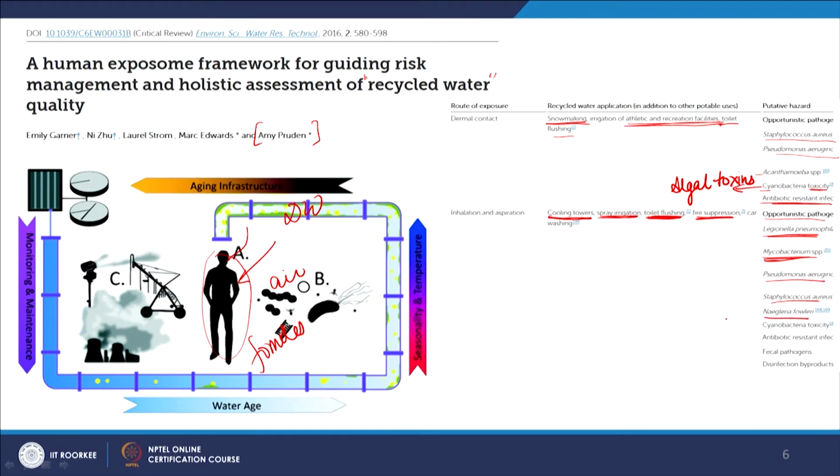Naegleria fowleri, if you remember from your previous class, is the brain-eating amoeba, and then algal toxins, antibiotic resistant infections, fecal pathogens also, and disinfection byproducts.